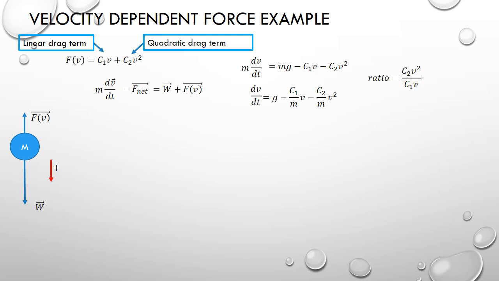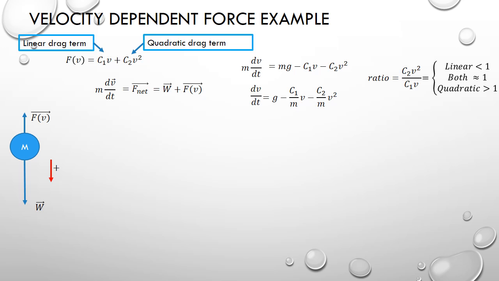So what we need to do is make a simplifying assumption, and the way we do that is we look at this ratio of the quadratic term divided by the linear term. And let's talk about what C1 and C2 are. Those are constants based on the shape and size of the object that is falling through the fluid or gas. That depends on the object that is falling, and we would have to look them up or do experiments to determine what C1 or C2 are.